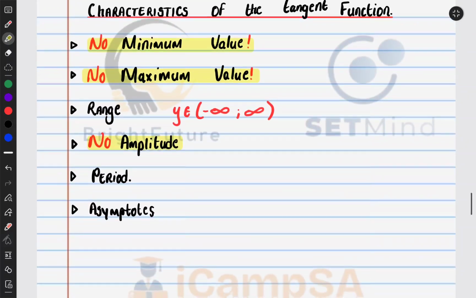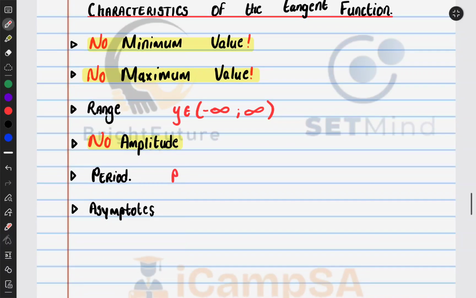And then the period for the tangent function, what is the period? The period is 180 degrees. Okay, let's say the period, P, is equal to 180 degrees. Okay, and then what else?